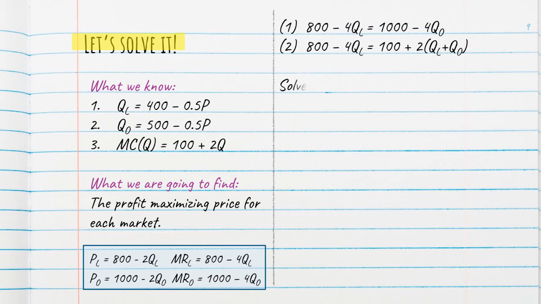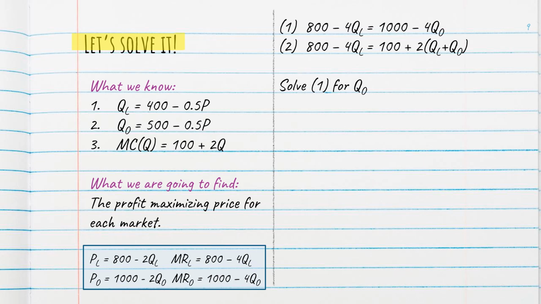So we're going to start by solving equation 1 for QO. It's not going to be a numerical answer. It's going to be how QO depends on QL. I want you to notice the negative signs on 4QL and 4QO. The first thing I'm going to do is swap those things.